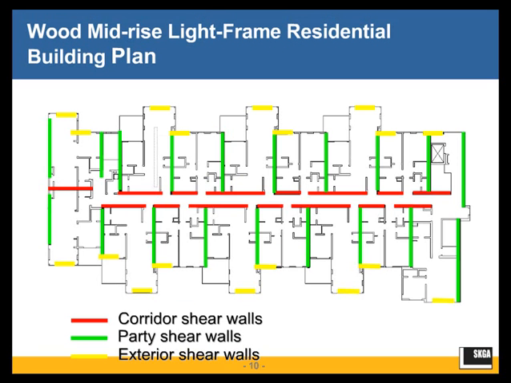These buildings typically consist of a series of individual residential units divided by corridor and party walls. These walls function as the building's primary shear walls due to their length and regularity, as well as their lack of penetrations.